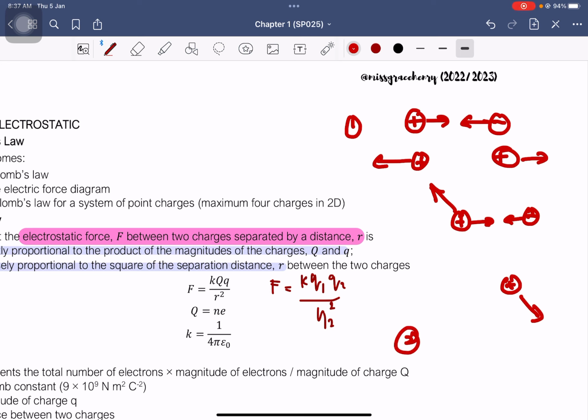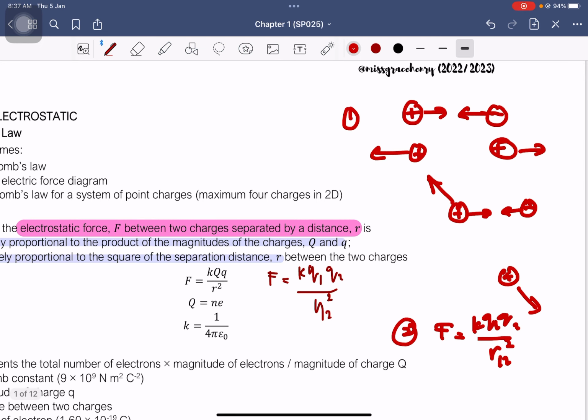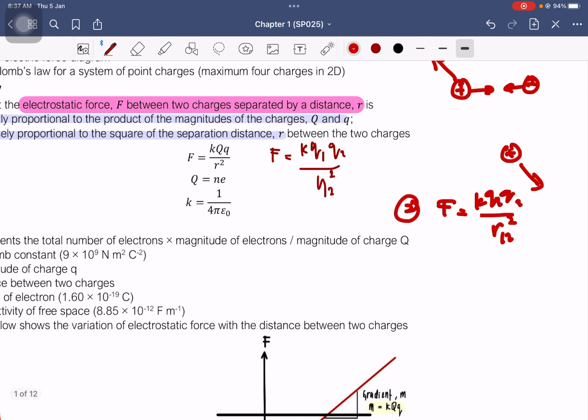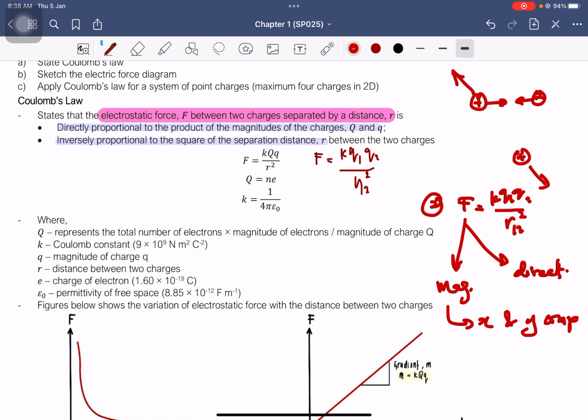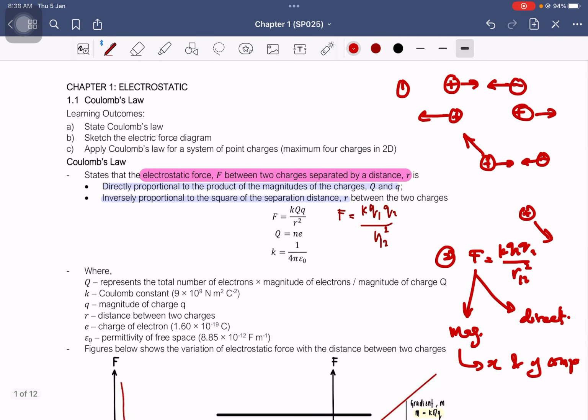Next, what you need to know is you need to be able to apply this formula, okay, and also remember that force is a vector, so it has magnitude and direction. And also remember that it can also have its x and y components. Alright? Okay, so that's basically what I can summarize for our first subtopic.